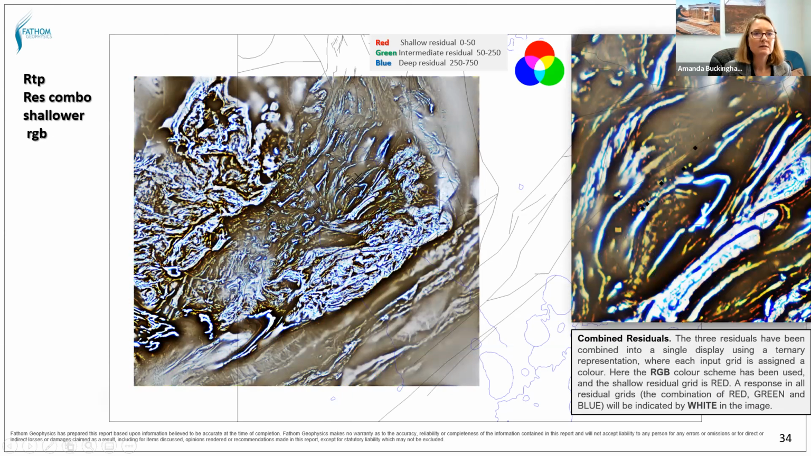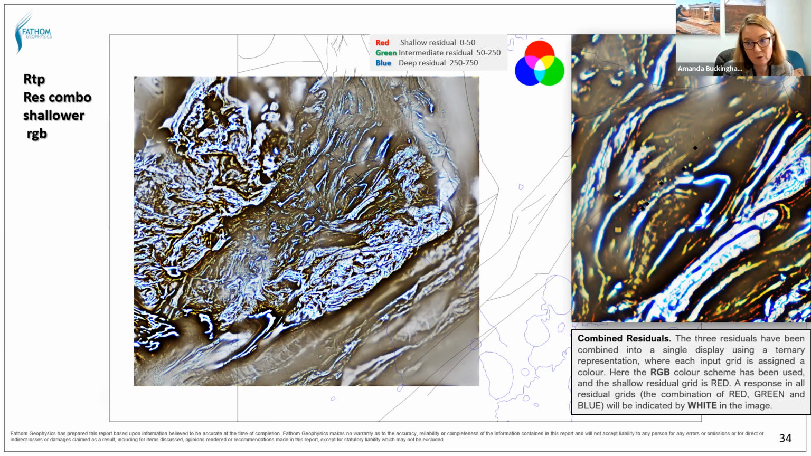This is what I call the res combo, but all it is, it's a way to represent your data that anyone can do. Actually, probably we are most familiar with ternary representations of geophysical data when we look at radiometric data. So often with radiometric data, we combine potassium, thorium, and uranium into a ternary display. So we assign potassium to the red channel, thorium to the green, and uranium to the blue.